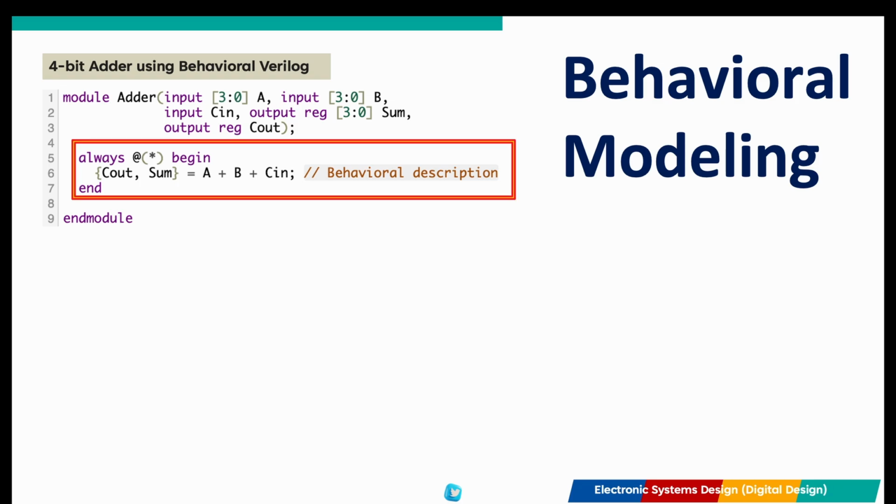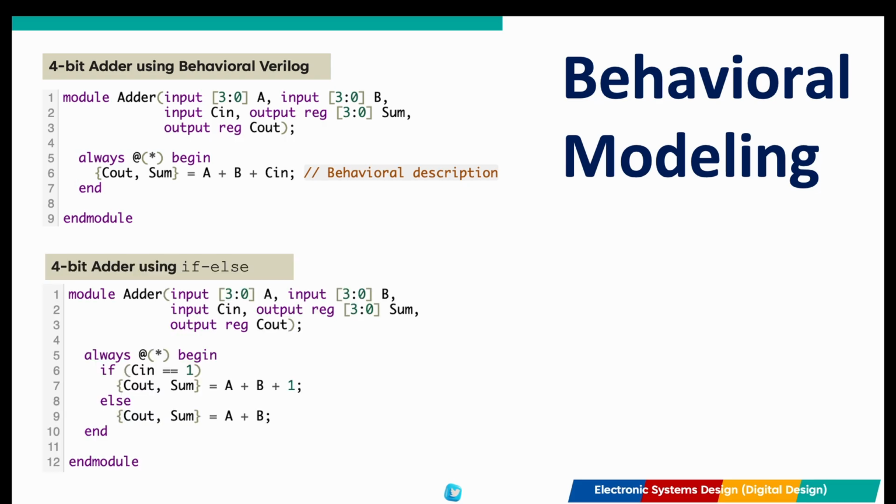The first and simplest style is the arithmetic approach. Just like in data flow modeling, we use the plus sign. However, because we are inside an always block, we are describing the procedure of addition. This is the cleanest way to write code. It is easy to read, easy to debug, and lets the synthesis tool decide the best way to build the gates.